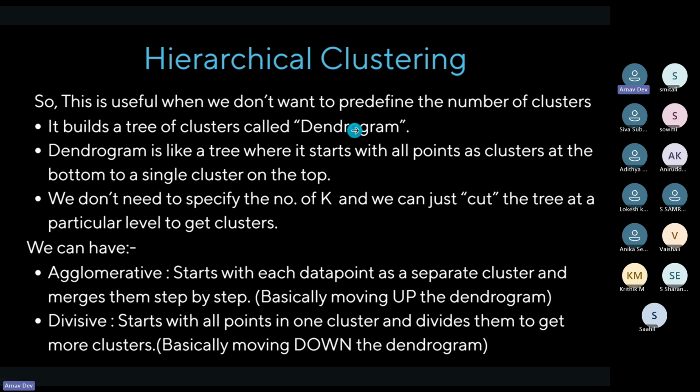The second most important part is that we don't need to specify the value of k as we did in partitional clustering. We can just cut off the tree at a particular level to get the number of clusters. Things might get confusing, but I'll define this and then move forward. A dendrogram is a tree that starts with all points as clusters of their own, and at the top, all of them are assigned to a single cluster.